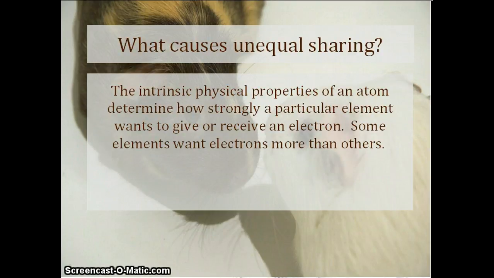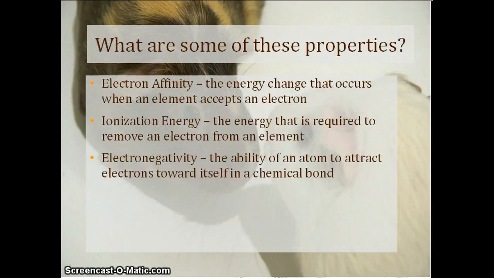You may be wondering what causes unequal sharing of electrons. Atoms have intrinsic physical properties that determine how strongly a particular atom wants to receive or give electrons. These properties are represented by the results of experimental measurements. We will look at electron affinity, ionization energy, and electronegativity.